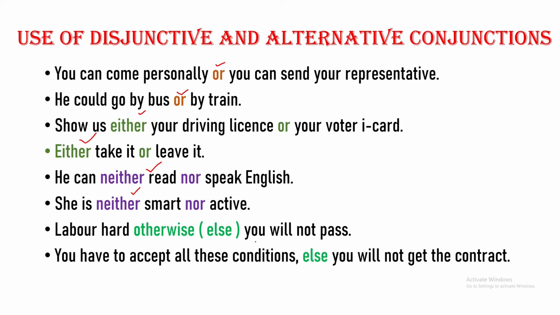Labor hard, otherwise you will not pass. Alternation: to pass, you have to labor hard. So this is one choice. You have to accept all these conditions, else you will not get the contract. So there is one choice.